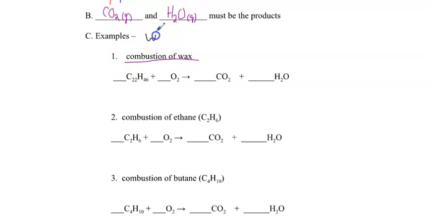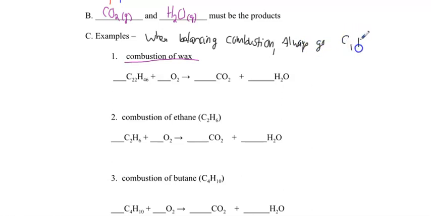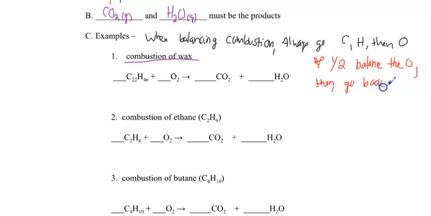Whenever we're balancing combustion reactions, the trick that I always like to do is always go C, H, then O. And there's a little trick I call half balance. You can half balance the O if you need to. Then go back and double everything. And you're going to see what I mean in a minute. So let's just make a little note for yourselves. It'll be a good trick for balancing some of these complicated hydrocarbons.